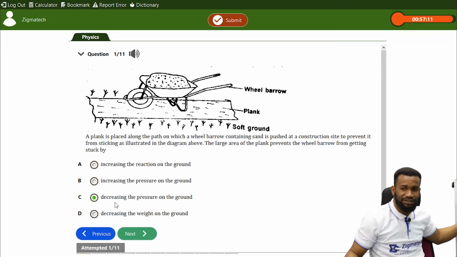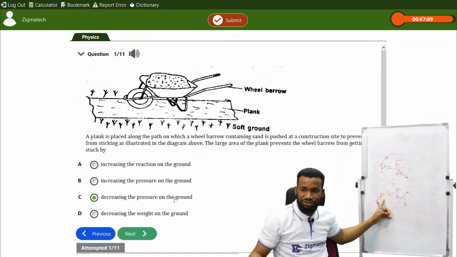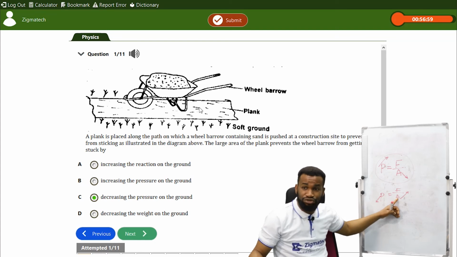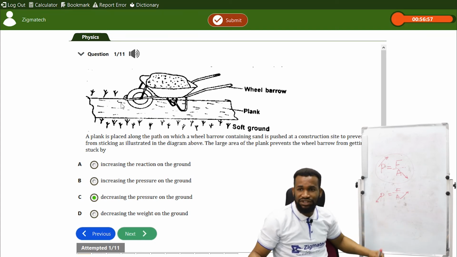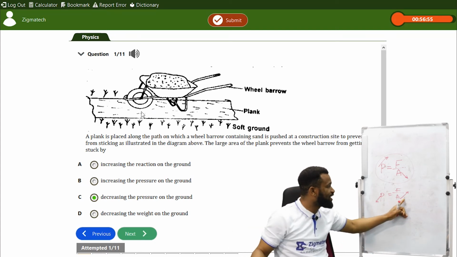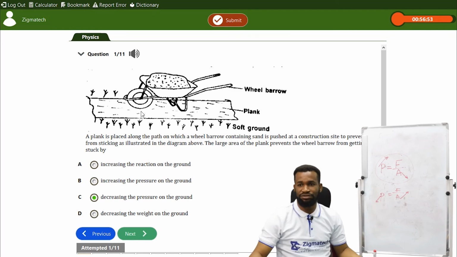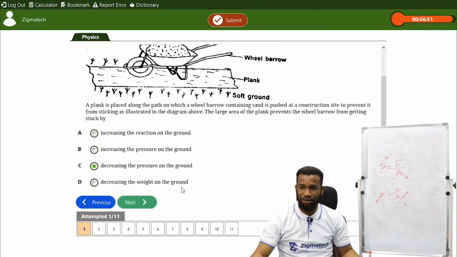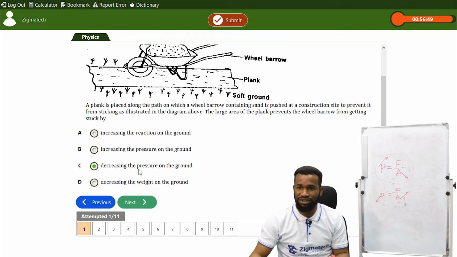The pressure on the ground is reduced because the wheelbarrow is exerting pressure on the ground. And to reduce the pressure on the ground, they increase the surface area where the wheelbarrow is pushed through. And that is by using this plank to increase the area. So as the area is increased, the pressure is reduced. So this is the option, and that option is to decrease the pressure on the ground.